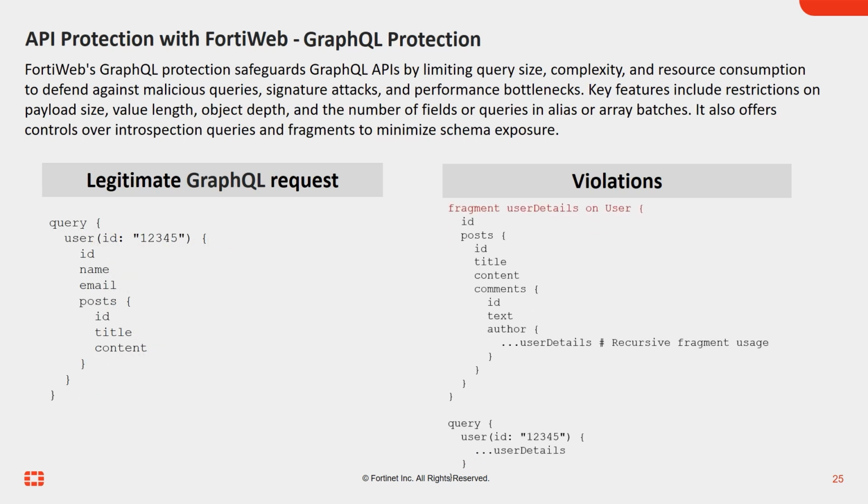In our final example, an attacker uses fragments to create a highly complex or malicious query, attempting to bypass query complexity limits. FortiWeb enforces strict controls on fragment usage, including restrictions on recursion. If a query exceeds these limits, FortiWeb blocks the request. By leveraging these features, FortiWeb ensures that only well-formed, valid, and secure GraphQL queries are processed by your API, protecting your application from a wide range of GraphQL-based attacks.